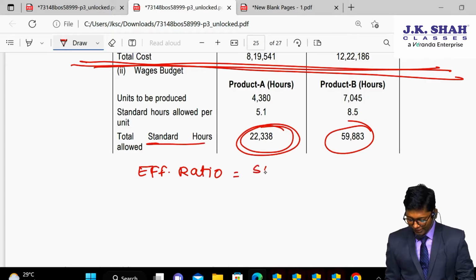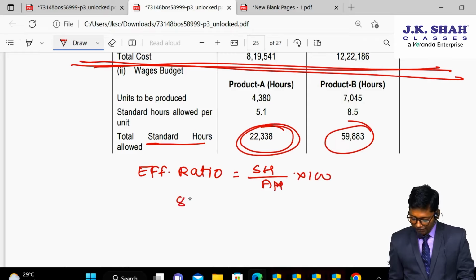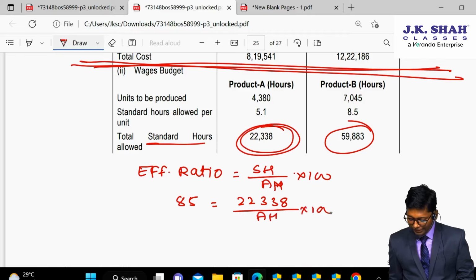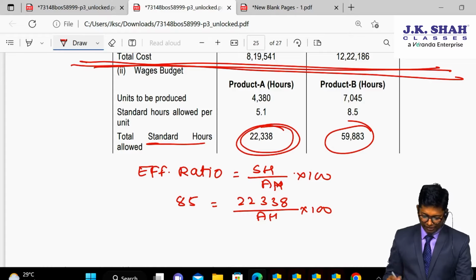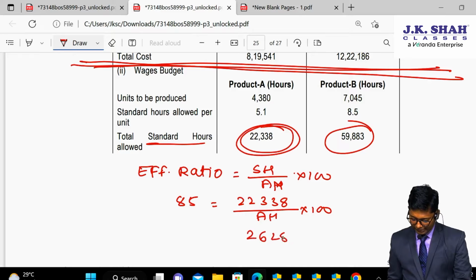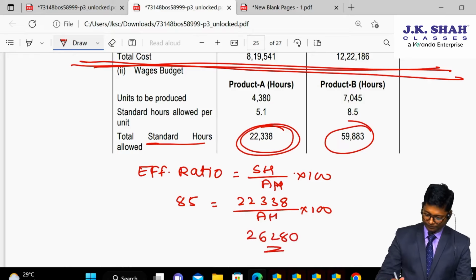Efficiency ratio says standard hours upon actual hours into 100 gives you efficiency, correct. Workers' efficiency is 85. Standard hours are 22,338. We need to find out the actual hours needed to complete the task. So 22,338 into 100 divided by 85 will give you 26,280 hours for the first product.